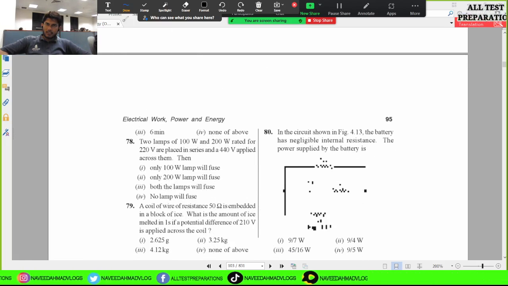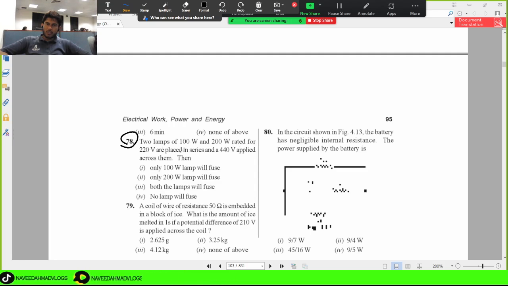Okay, next, that is 78. Two lamps of 100 watt and 200 watt rated for 220 volt are placed in series and 440 volt is applied across them. Then only 100 watt bulb will fuse, only 200 watt bulb will fuse, both the lamps will fuse, no lamp will fuse.